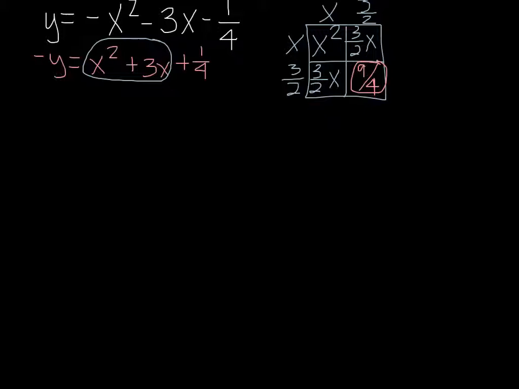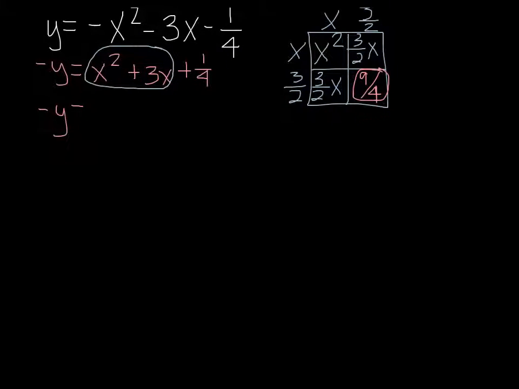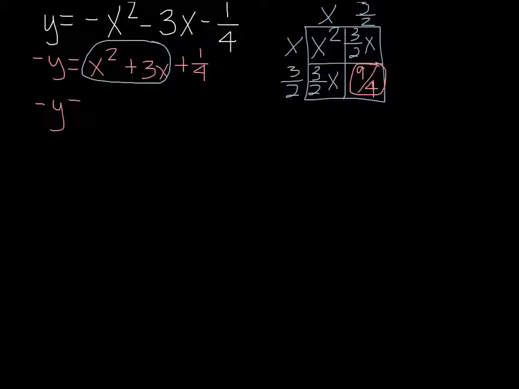Remember, our easy way of dealing with this is just to add the 9/4 to each side and leave the positive 1/4 hanging out. So we end up getting negative y plus 9/4 is equal to x squared plus 3x plus 9/4, and then we still have this plus 1/4.